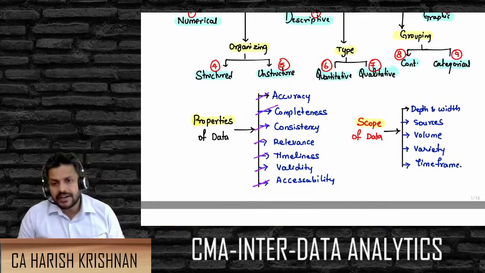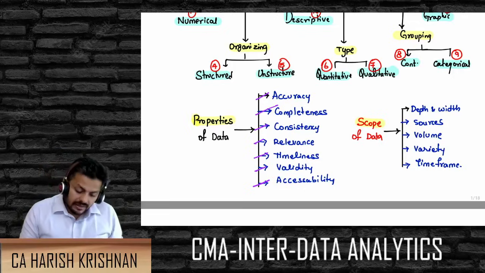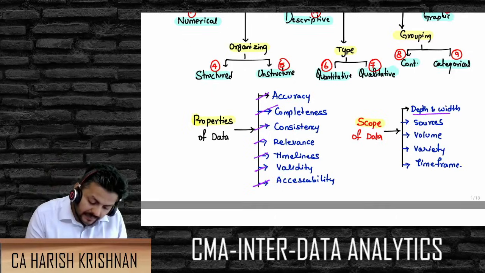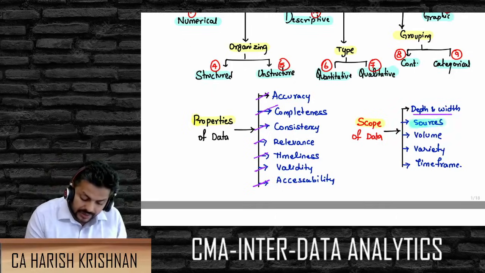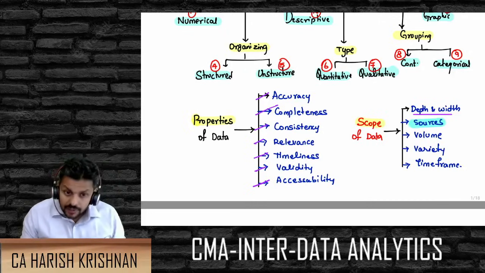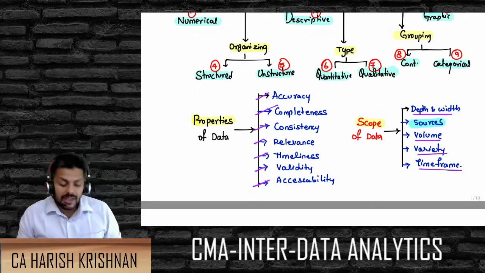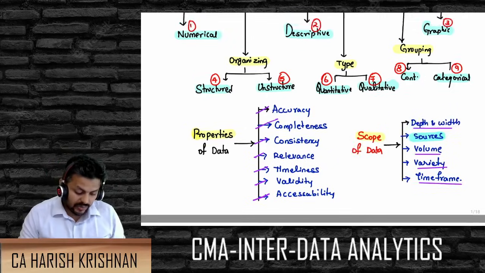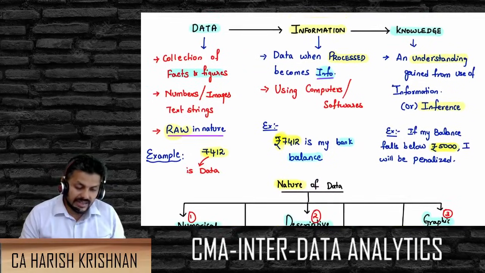Now, scope of data means what all is covered in the fact of data, right? The depth and width of data. Where the data comes from is very important: sources of data. How much data is there? Volume of data, variety of data, and also the time frame to which the data belongs. All these are some of the points that we have to see as data's basics.